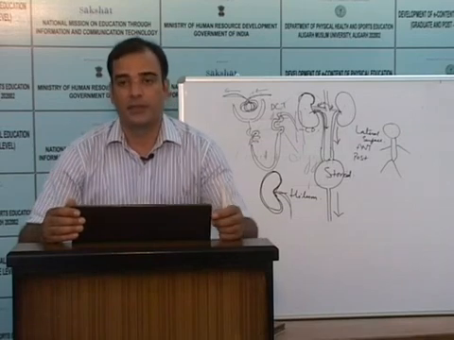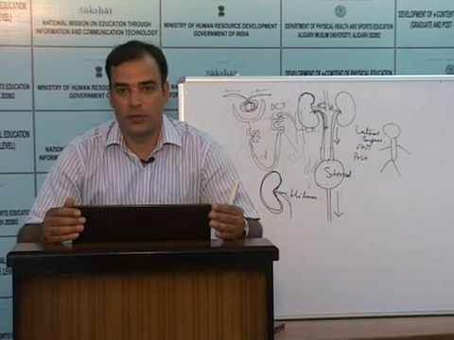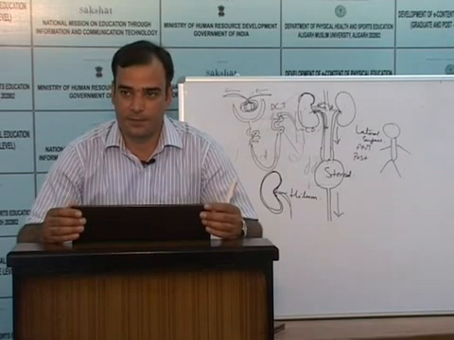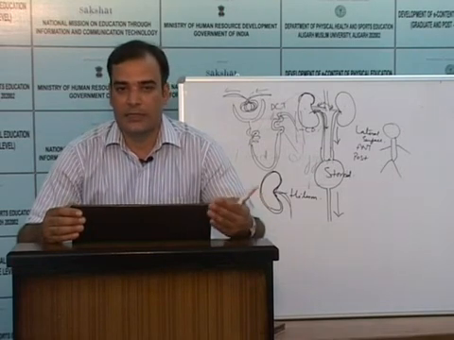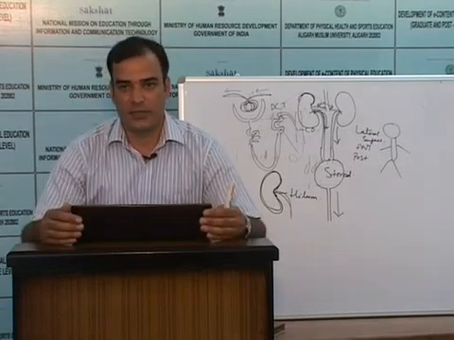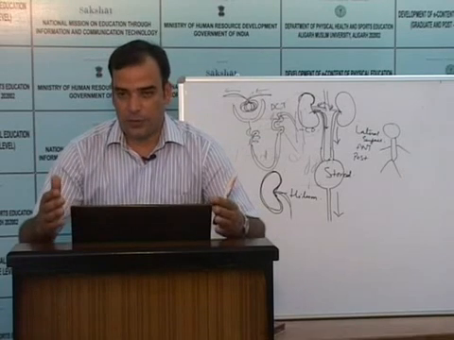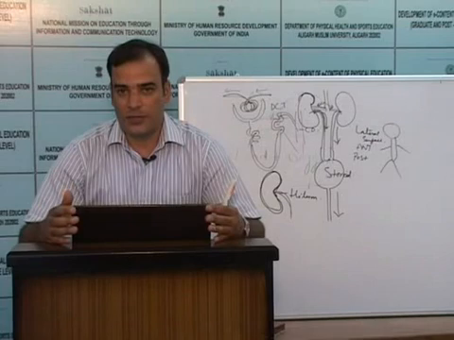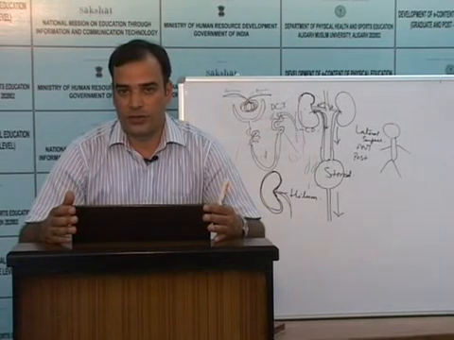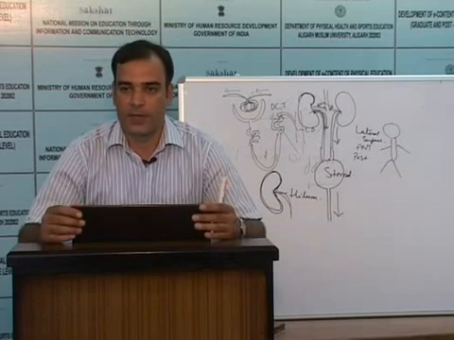Our body produces daily about 1 to 1.5 liters of urine, and it's through this urine that kidneys excrete the unwanted substances or the wastes from the body. The process of this urine formation can be divided into 3 steps or 3 sub-processes.